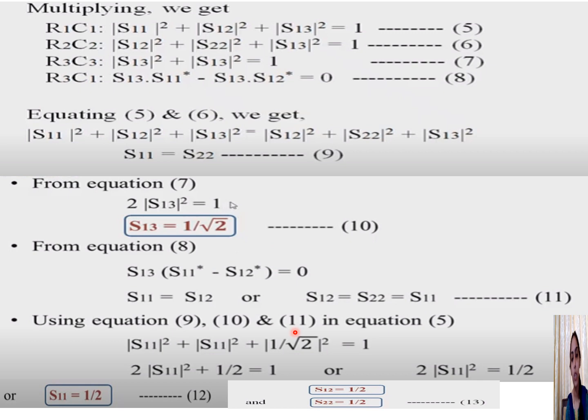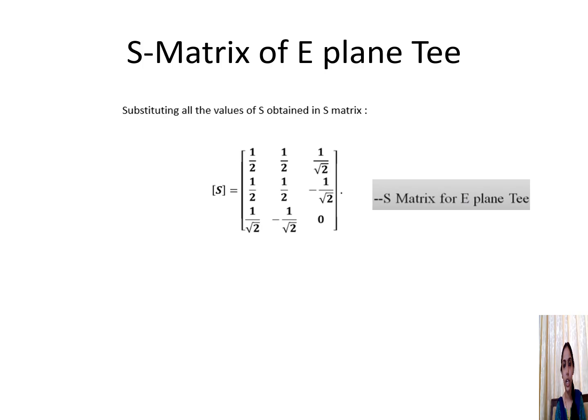So by now, by using the property of E-plane T and from the property of S matrix, we have got all the elemental values for the S matrix. So finally, by combining all this, I can write the S matrix of E-plane T. So this is obtained how? By first of all understanding the property of E-plane T and remembering the properties of S matrix. Okay, that is we have mainly employed the unitary property of the S matrix and obtained finally the S matrix for an E-plane T.